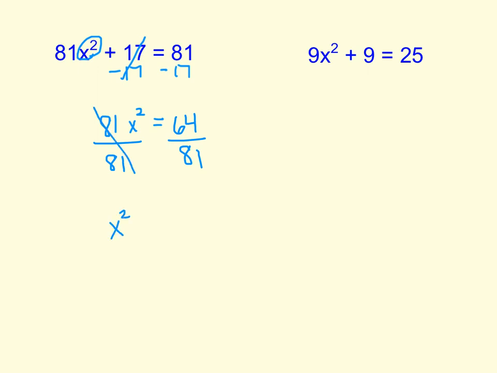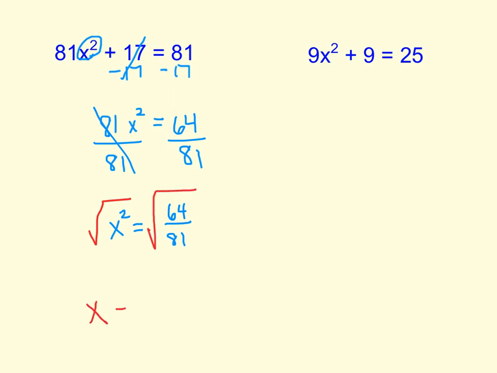So x squared equals, and then maybe we get a little bit bothered by this fraction over here. Well, don't worry about that. Let's just leave it as 64 over 81. That's okay that it's a fraction because to solve for x, you can take the square root of x squared. You can also take the square root of a fraction.